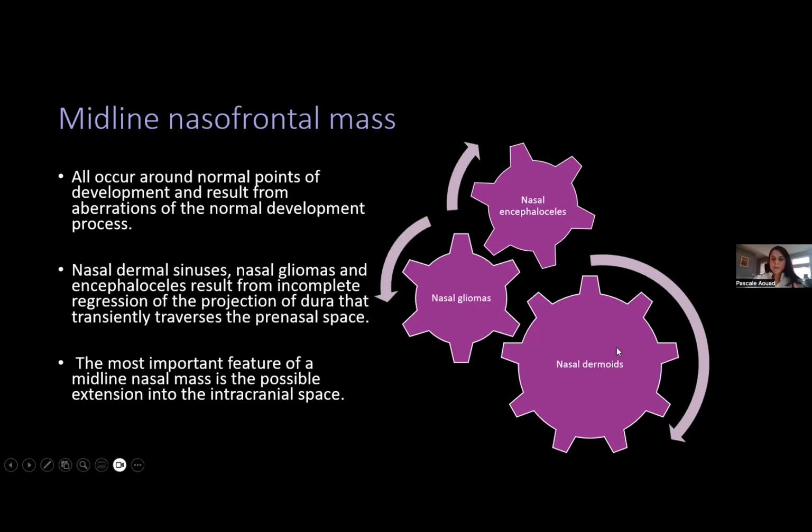All of these three pathologies occur around normal points of development, and they will result from aberrant normal development process. Nasal dermal sinuses, nasal gliomas, and encephaloceles will result from incomplete regression of the projection of dura that transiently traverses the prenasal space. And we'll review this in more detail in the next slide. The most important feature of a midline nasal mass, and the most important radiologic role in this setting, is that it can have the potential to extend intracranially.